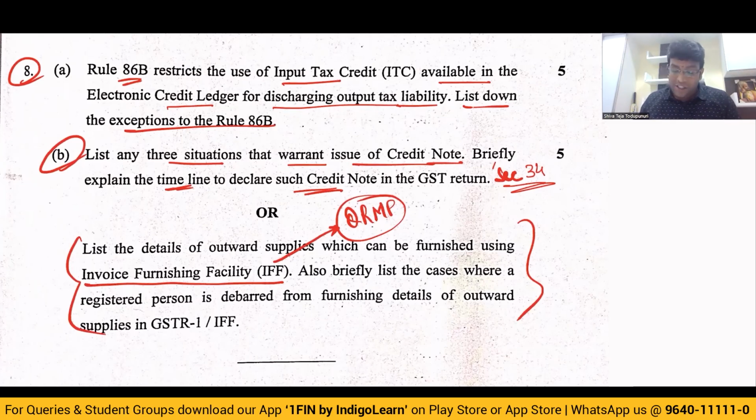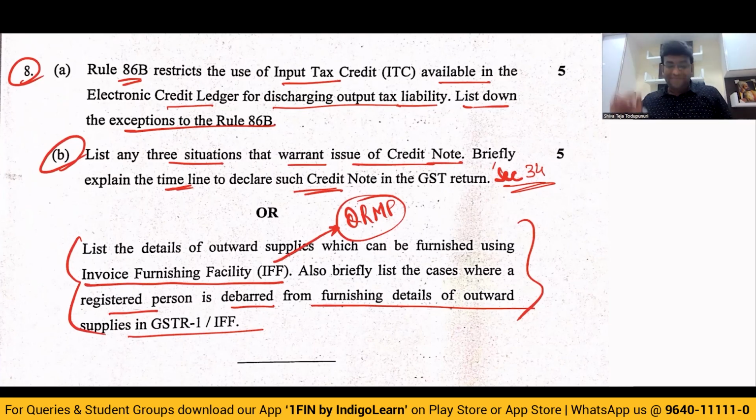Also briefly list the cases where registered person is debarred from furnishing details of outward supplies in GSTR-1 or IFF. Those whose turnover is more than 50 lakh are debarred from IFF. Obviously, because QRMP is only for those whose aggregate turnover does not exceed 5 crores. And in IFF, what we show is only B2B invoices and B2B credit notes. That's it. And this concept of IFF is only for first and second month of a quarter.